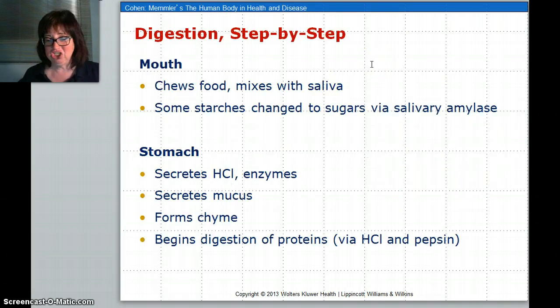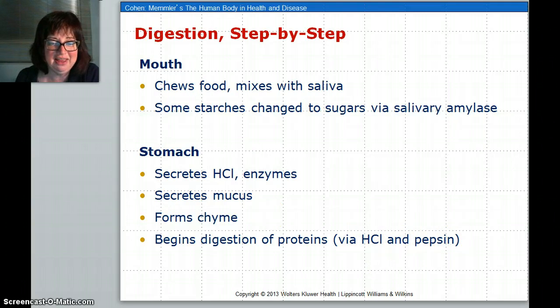So let's look at digestion step by step. We talked about the mouth. It chews the food, releases salivary amylase, which breaks down some starch. Then the stomach will secrete hydrochloric acid. It also secretes mucus. Now the mucus is to protect the stomach from getting eaten up by the hydrochloric acid. It also secretes an inactive enzyme called pepsinogen. Pepsinogen will be broken down by hydrochloric acid, making pepsin.